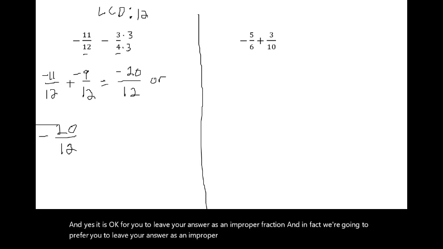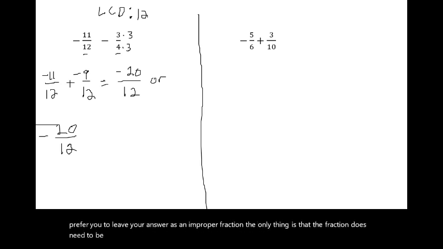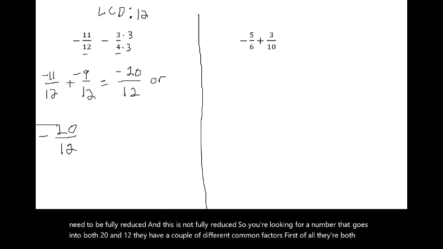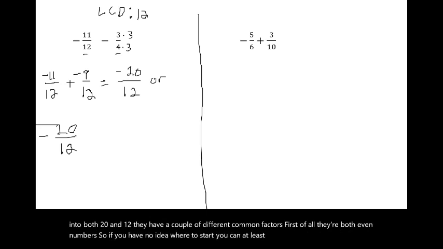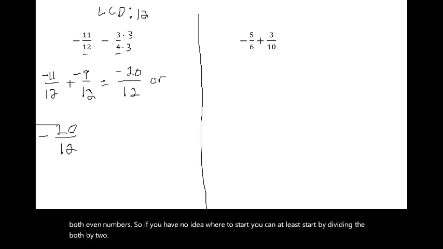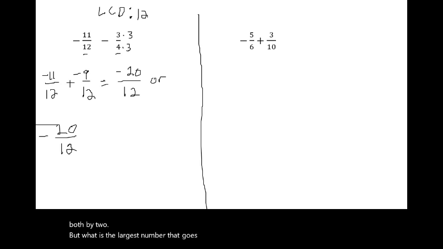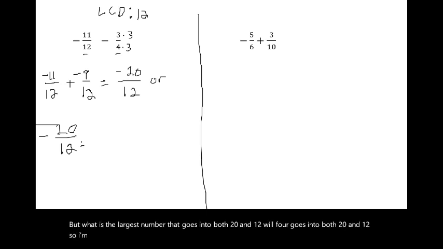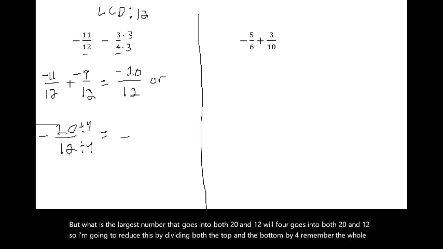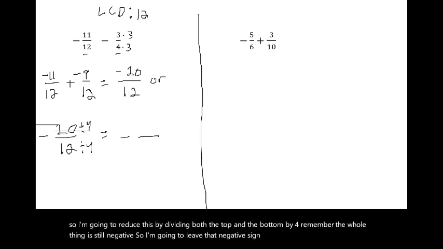The only thing is that the fraction does need to be fully reduced, and this is not fully reduced. So you're looking for a number that goes into both 20 and 12. They have a couple of different common factors. First of all, they're both even numbers, so if you have no idea where to start, you can at least start by dividing them both by 2. But what is the largest number that goes into both 20 and 12? Well, 4 goes into both 20 and 12. So I'm going to reduce this by dividing both the top and the bottom by 4. Remember, the whole thing is still negative, so I'm going to leave that negative sign out front. 20 divided by 4 is 5, and then 12 divided by 4 is 3.